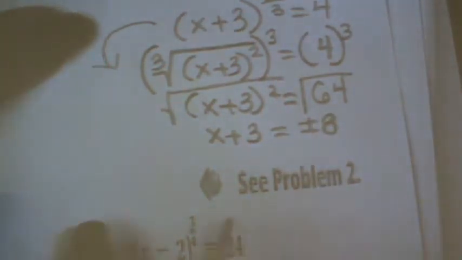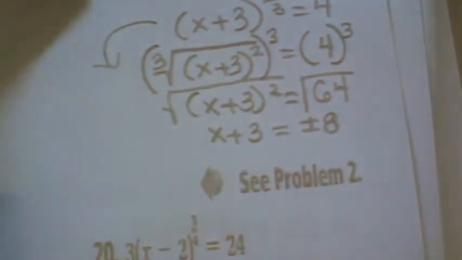Now I'm going to give you a hint. When you have 2 of them, if this power is even, you're going to have 2 answers, plus or minus 8. If it's odd, you're only going to have 1. So it's x plus 3 equals plus or minus 8? Yes, because now you had 2 of these.